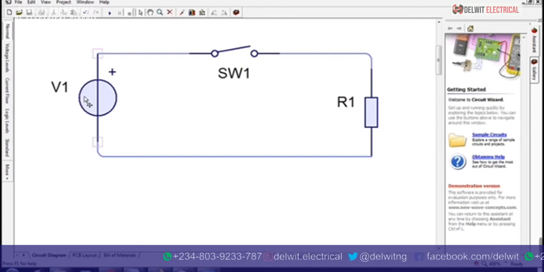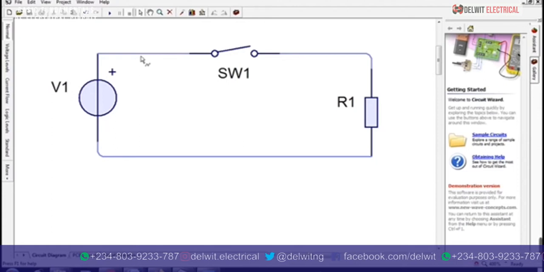You could use any simulation software like Multisim, Proteus, Livewire, whatsoever. But I'm using Circuit Wizard on my system now. Then we have the switch. The switch is the control. From this source you are seeing now, the voltage is being released and current flows from this source down to this. These are wired now.